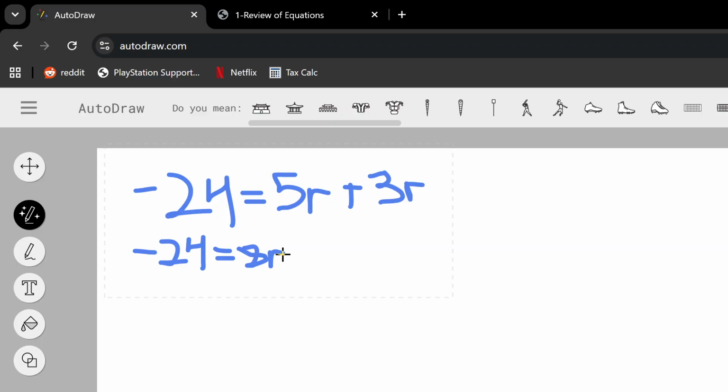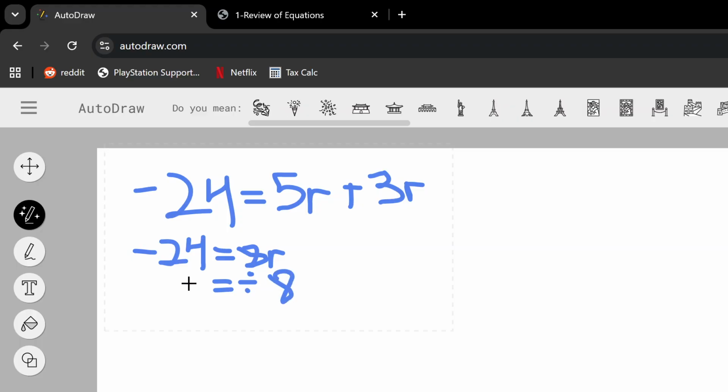Now I want r by itself. I don't want 8r, I just want r by itself. So we divide by 8 on both sides. Okay. Divide by 8. This will give us, so now it's 24 divided by 8.